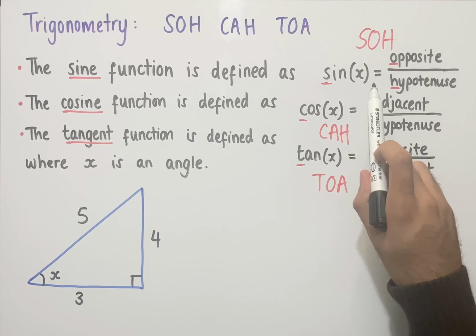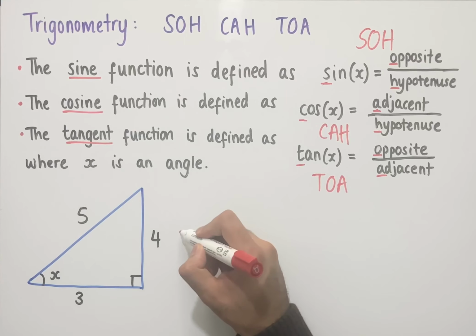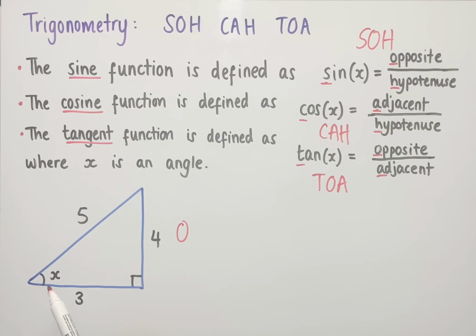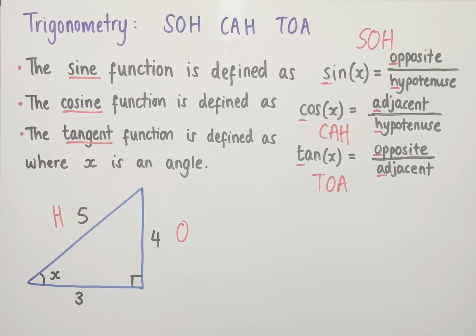So let's look at an example of how we can use these equations to work out a missing angle. We've got a right-angled triangle here with sides labeled as 3, 4, and 5, and we've got a missing angle x, which we're trying to work out the value of. First thing we should do is label each of the sides in relation to the angle x here. So the opposite side is this side here, which is labeled as 4. So let's write O here. The hypotenuse is the side opposite the right angle, which is this side here, the 5. So we'll label that as H. And the adjacent is the side that's left over. So in this case, the 3.